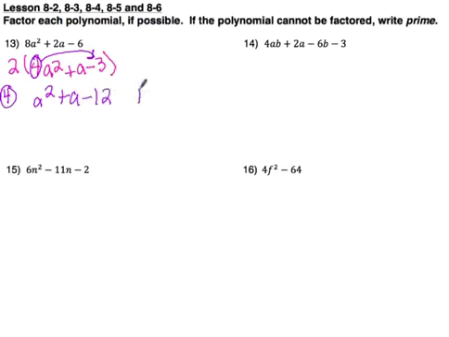So I'm looking for products that equal negative 12 and has a sum of positive 1. Well, again, I can go out and do 1 and 12, 2 and 6, 3 and 4, and I'm done. Which one of these has a difference of 1? None of these are. 1 plus 12 gives me 13. 2 plus 6 gives me 8, and 3 plus 4 gives me 7.